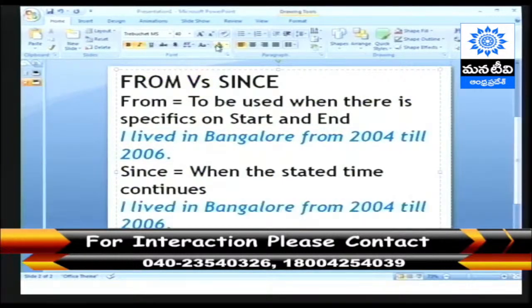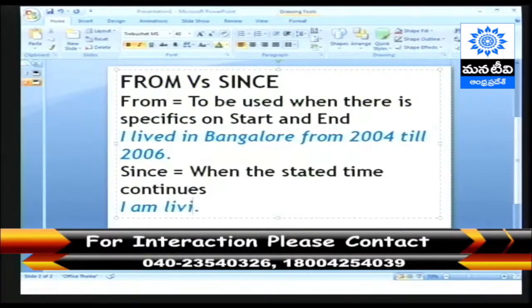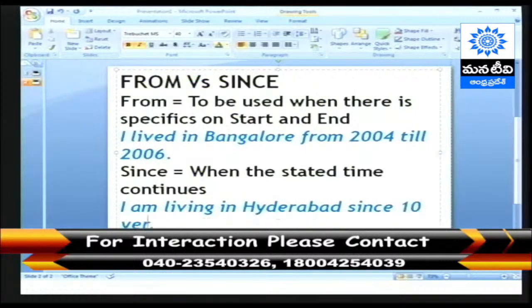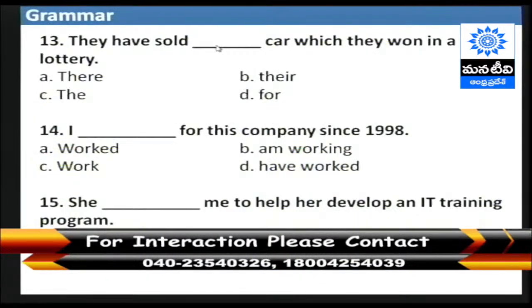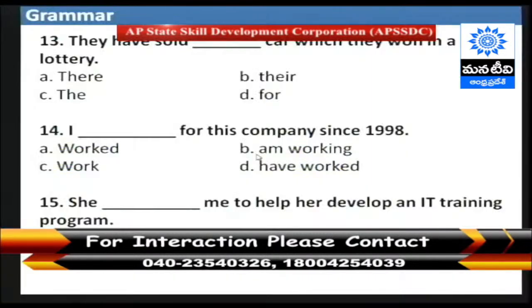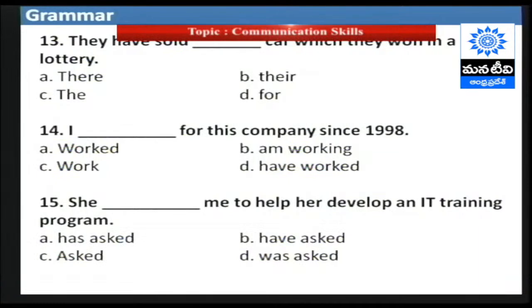If I have to continue in the same way, I am living in Hyderabad since 10 years, which means I am still living there, which means the time is still continuing. So question number 14: I dash for this company since 1998, which means I am still working there. So the correct answer is B. I am working for this company since 98.